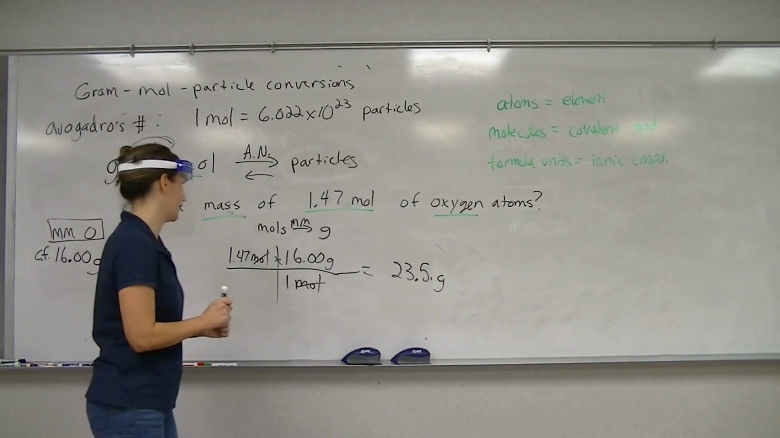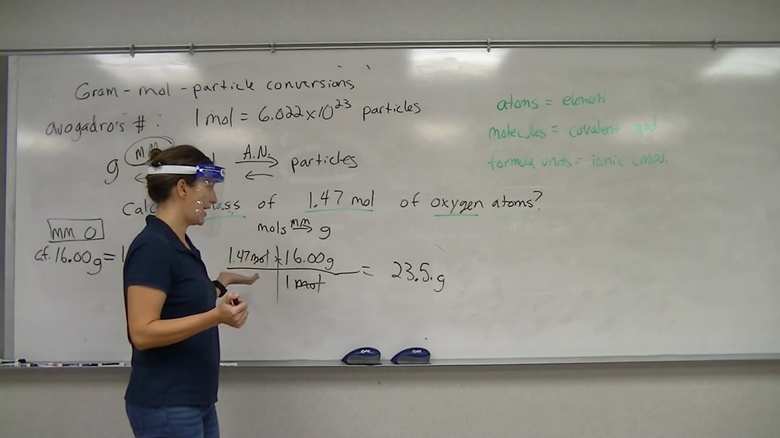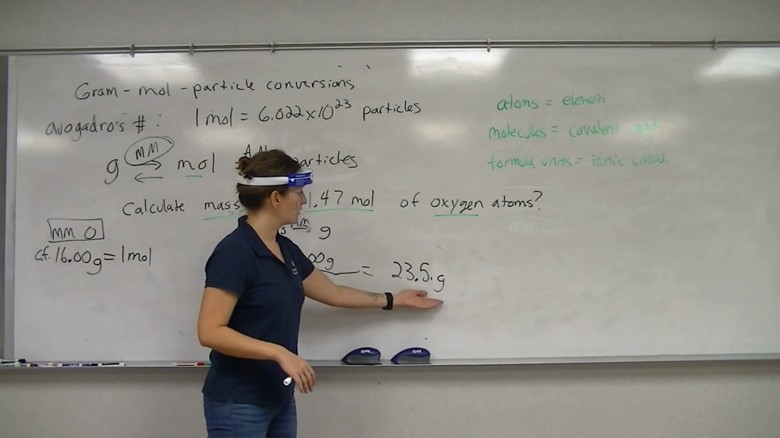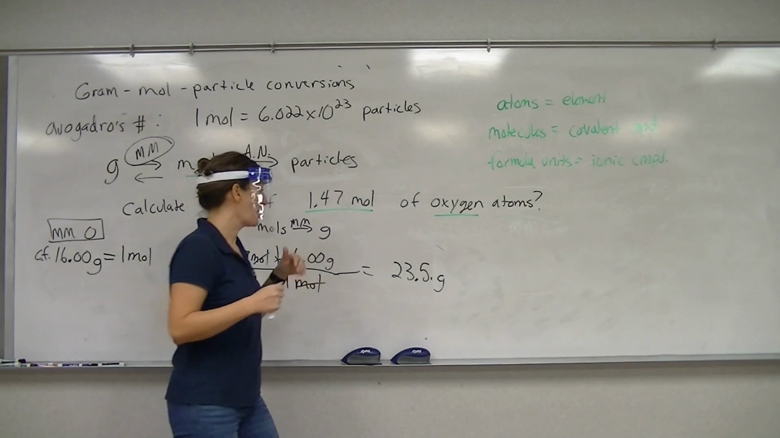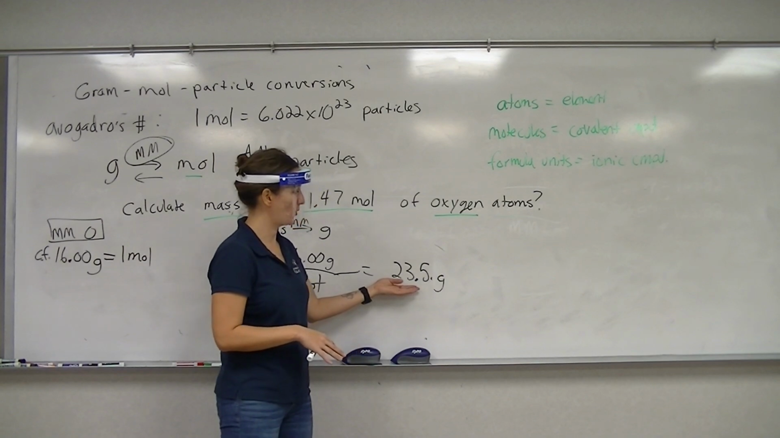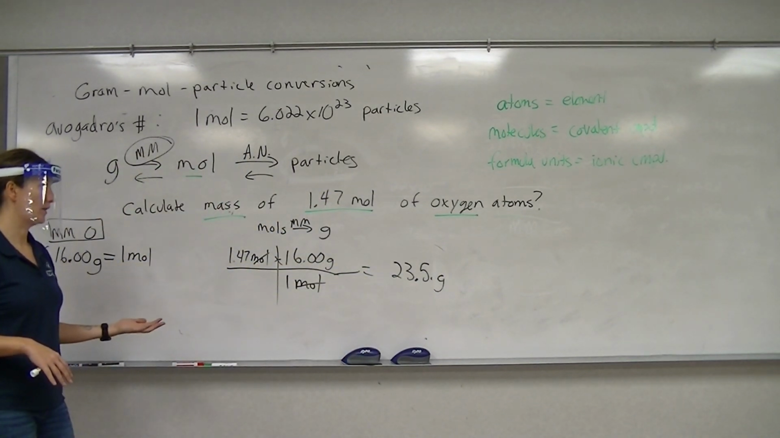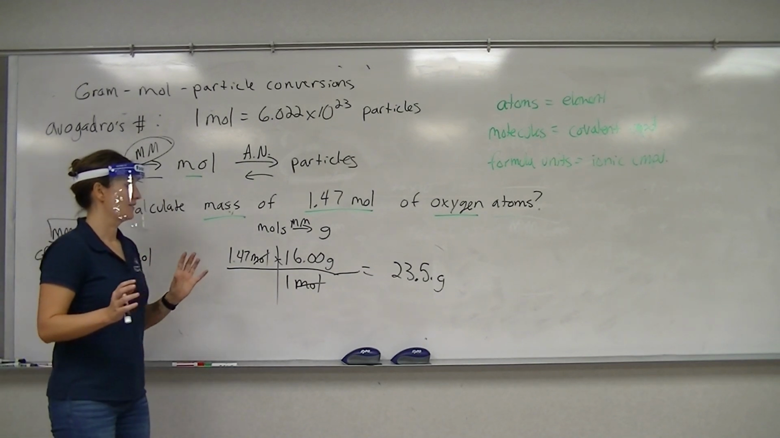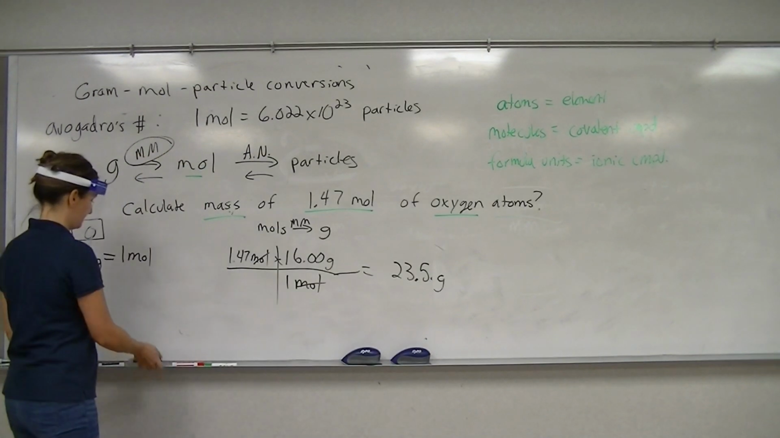So what this is saying is if you needed 1.47 moles of oxygen atoms and you had to go weigh that out on a scale, you would put oxygen atoms on there, which you couldn't physically do because it's a gas, but if you could, you would put oxygen atoms on the scale until the scale read 23.5. So that's what these conversions, these calculations are useful for, is chemists use them on a daily basis so that they can figure out how much to use in a reaction, how many grams to use in a reaction.